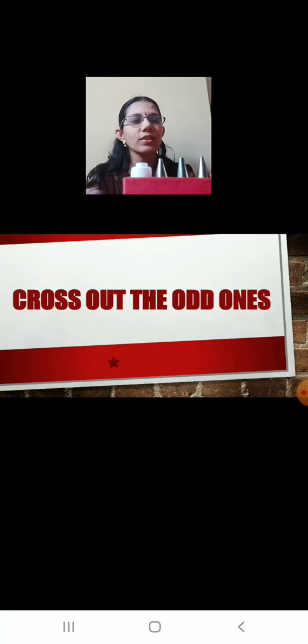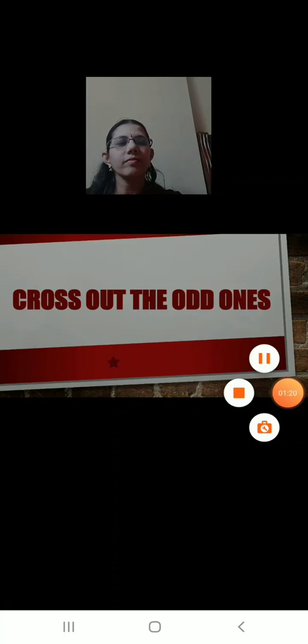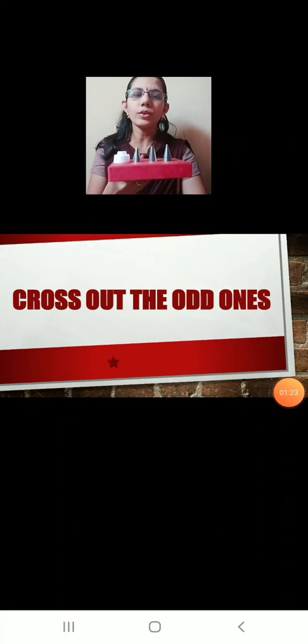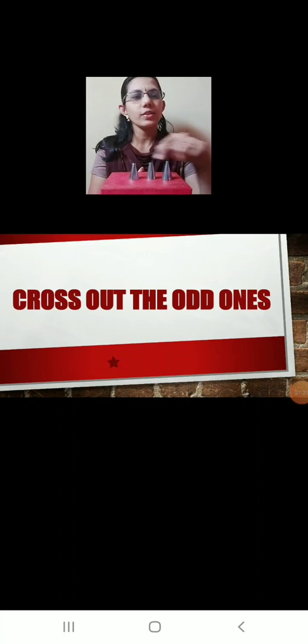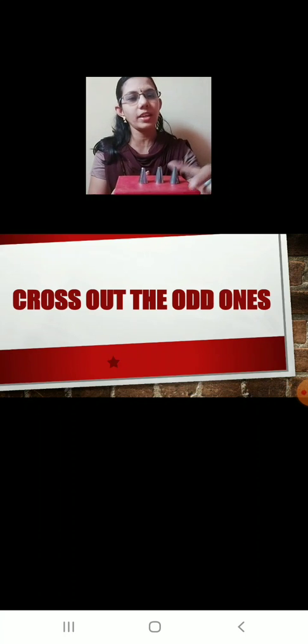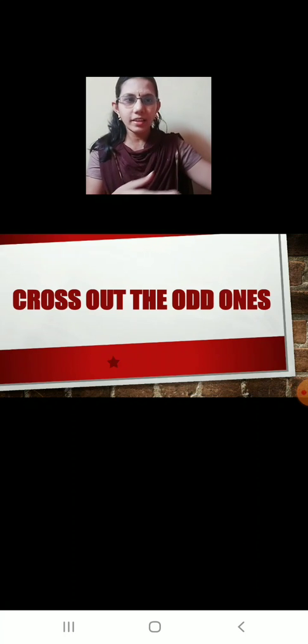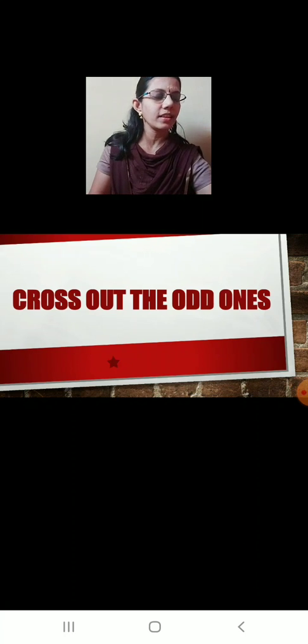See, in this we have 3 cones and 1 circle base. Which one should we cross here? Yes, we should cross this one. So these are same to same, and this is the odd one out. Shall we take more examples?